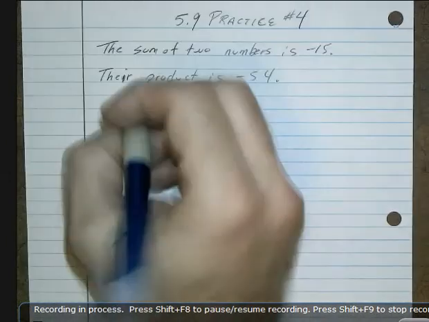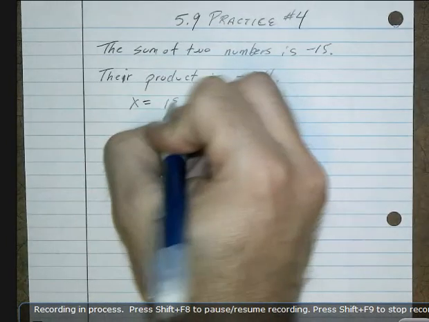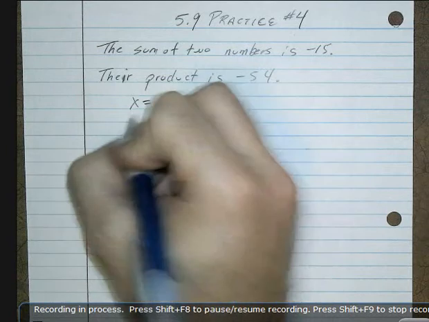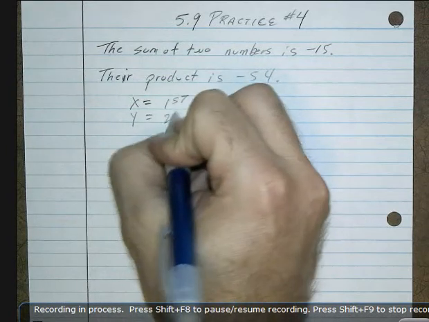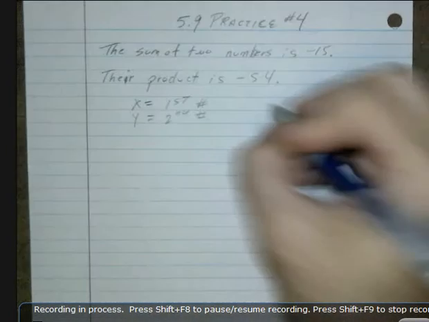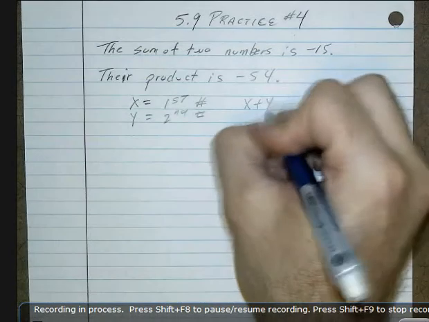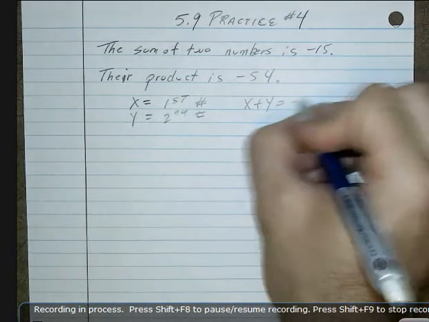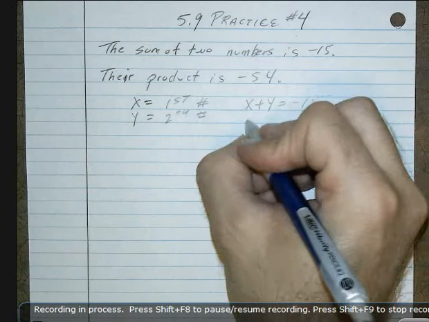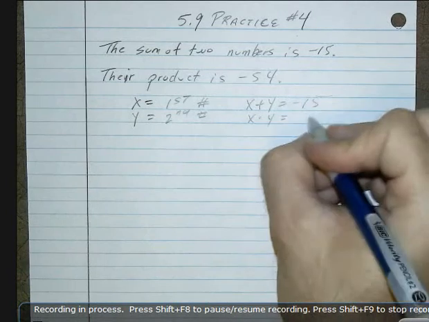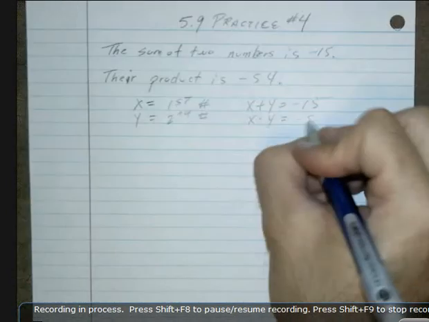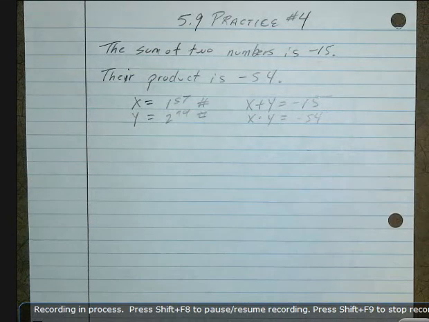So I'm going to say x is the first number, and y is the second number. Okay? So, x plus y equals negative 15. X times y equals negative 54. So you can use substitution here.